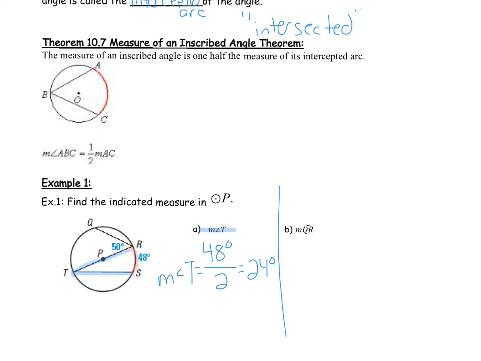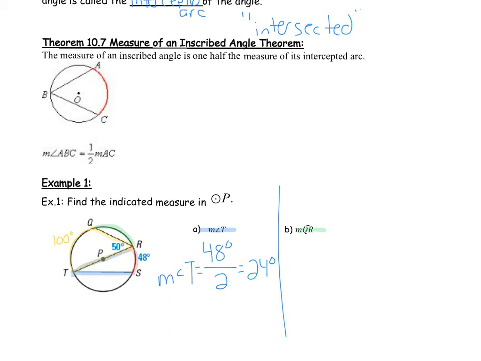The second part of that example is asking us to find the measure of arc QR. Well, arc QR is out here. That is not an intercepted arc because it is not formed by an inscribed angle. We do have an inscribed angle here, however: angle R is an inscribed angle. Since the measure of angle R is 50 degrees, we know that arc QT, which is the intercepted arc for angle R, would have to be 100 degrees.